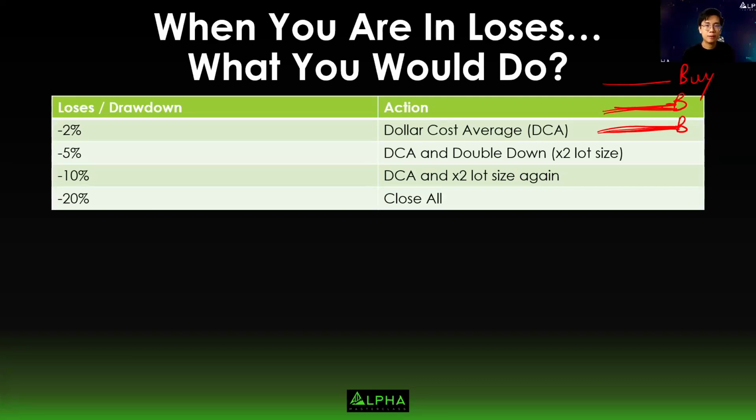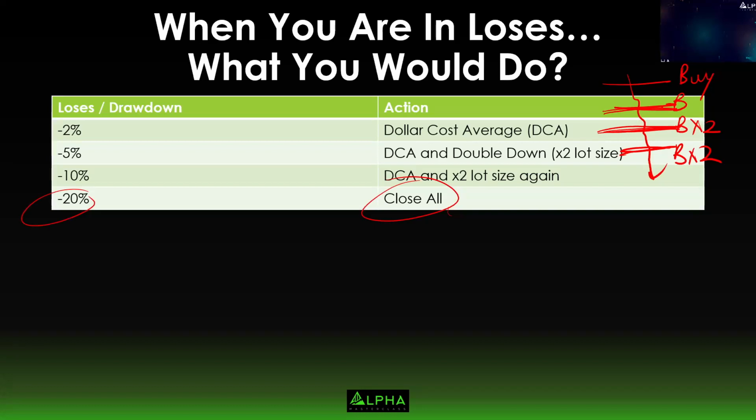But this time you multiply your lot size by 2, meaning that you bet 2 times higher than normal. Why? Because you aim to recover the trades even faster. After that, let's say you are down to 10% already, even further down. So you do dollar cost average and buy again one more time with a 2 times larger lot size than normal. So you double the lot size again. After that, you are down even further, the market keeps going against you. Then you close all.